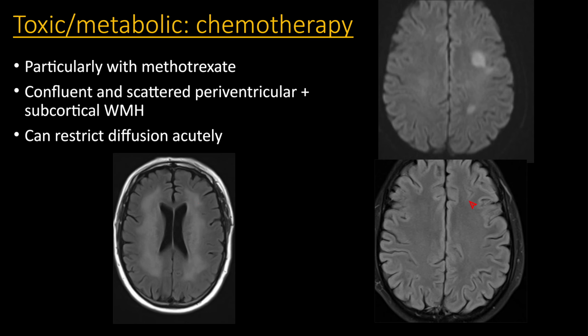Here's one case of methotrexate-related hyperintensity, very confluent periventricular and subcortical white matter hyperintensity in this particular case. Here's another case. On FLAIR, you really don't see much, but on diffusion-weighted images, you can see these scattered areas of subcortical diffusion restriction that were as a result of methotrexate. These occurred in the setting of, I believe, intrathecal methotrexate in this particular case. So again, to diagnose these, you need to have that history of the chemotherapy, particularly methotrexate, and you need to have the subcortical periventricular white matter hyperintensities, and if they're very acute, you would have diffusion restriction, and they'll in fact show up best on diffusion-weighted imaging.